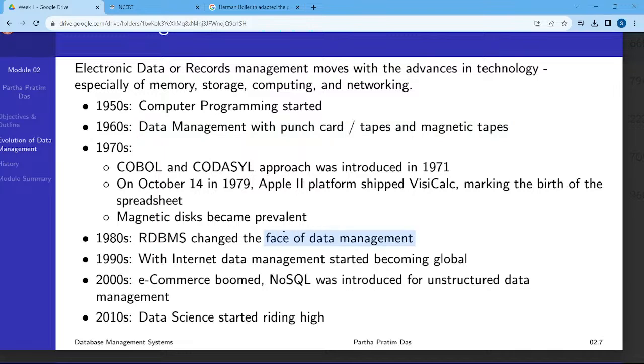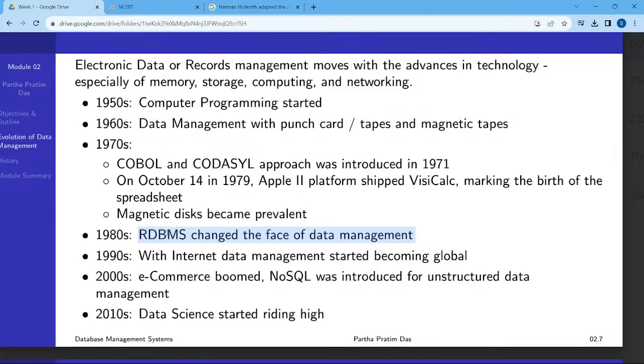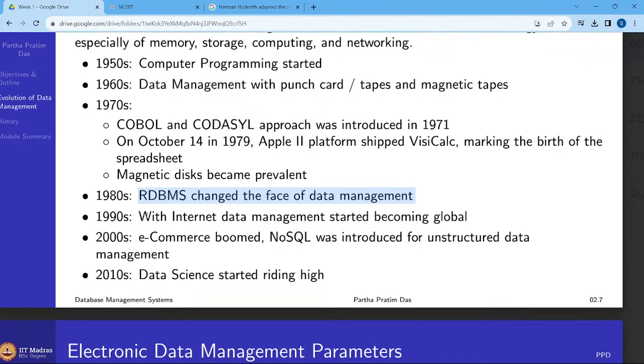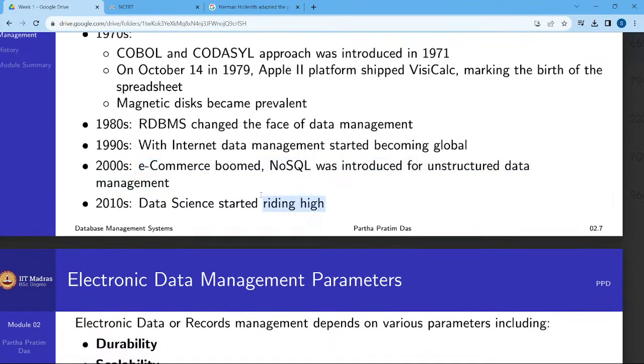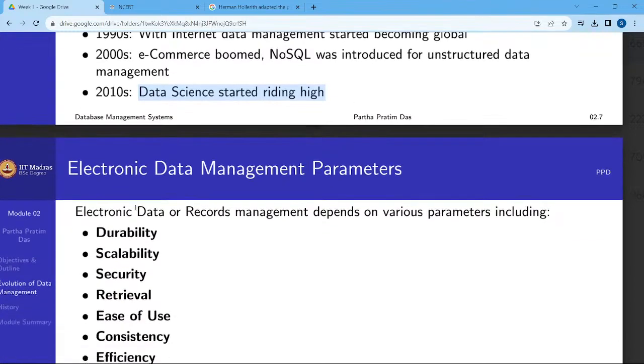Let's move forward. In the 1980s, we got RDBMS that changed the face of data management. In the 1990s, the internet was starting to boom. In 2000, e-commerce boomed, with Facebook, Meta, Amazon, Google. It's really good that it's the internet that enables us to do these sessions, to get a degree online. Now, in the 2010s, we had data science that started riding high. That's the degree that we're doing.